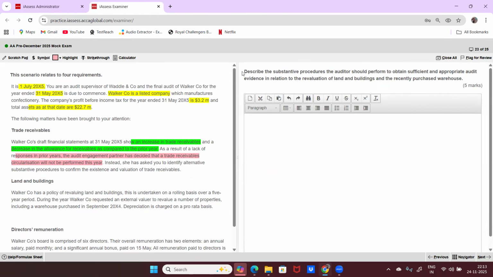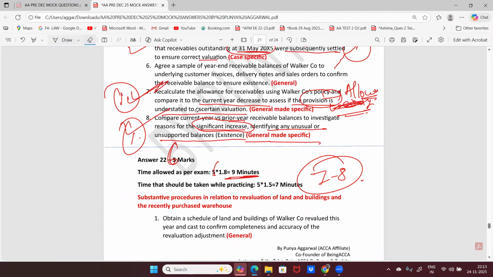Display the substantive procedures the auditor should perform to obtain sufficient appropriate evidence relating to the revaluation of land and buildings and the recently purchased warehouse. It's a 5 marker. So again, 5 marks. So I was correct over here. It was not a mistake. This is actually question number 23. So 9 minutes and 7 minutes when you're practicing.